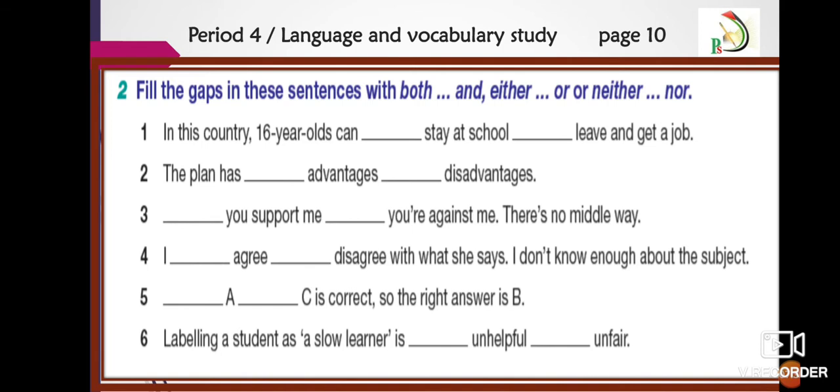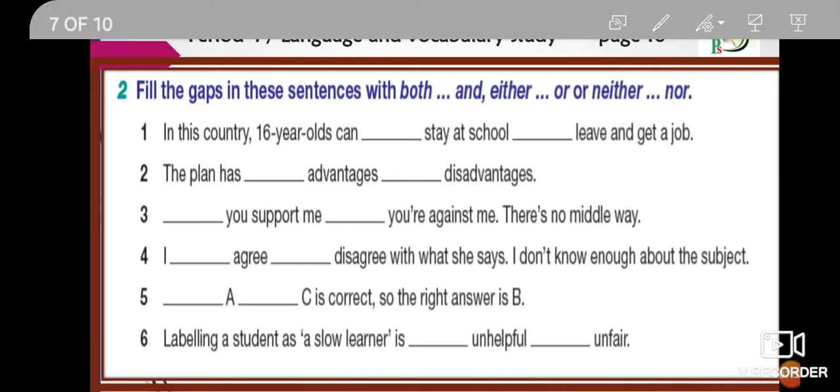So pause the video here. It is very easy. You just have to fill the gaps with both and, either or, neither nor. Pause the video here and then check your answers. I'll continue. Number 1, in this country, 16-year-olds can dash stay at school or dash leave and get a job.